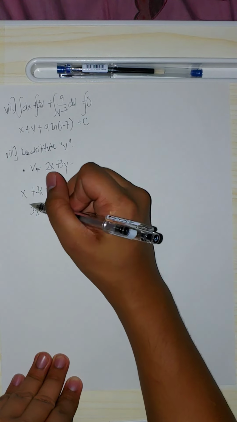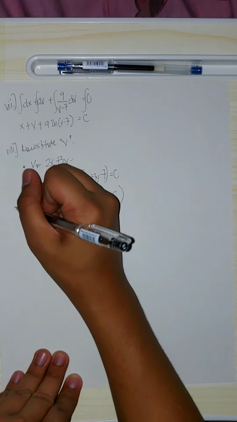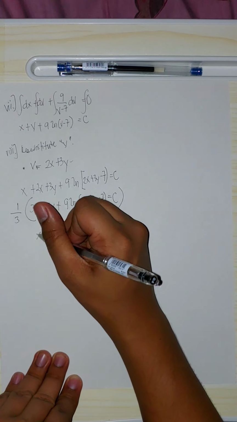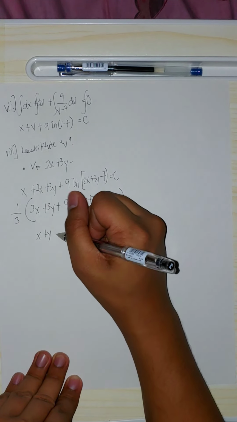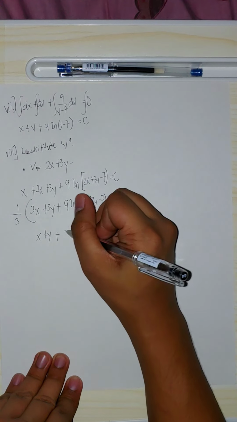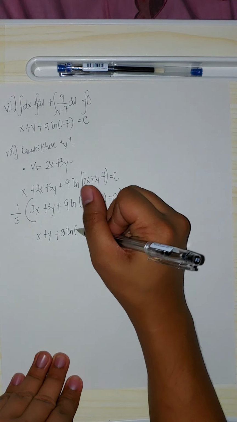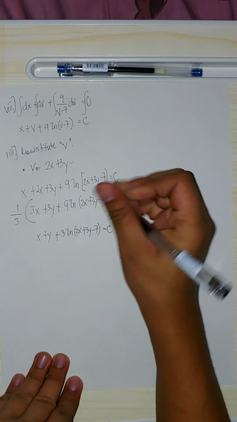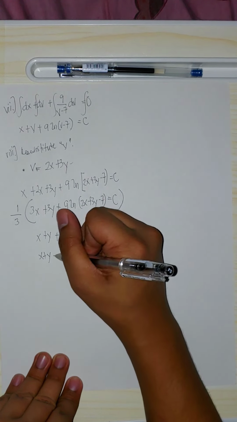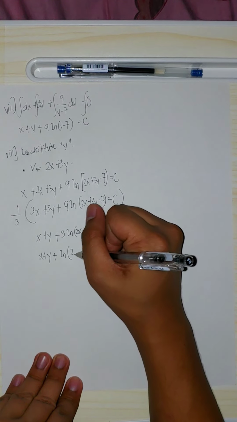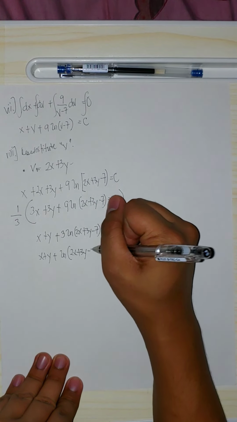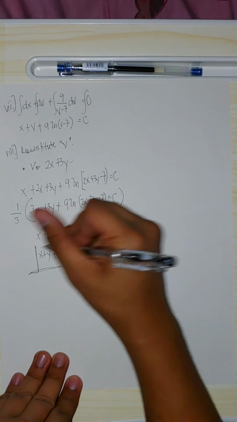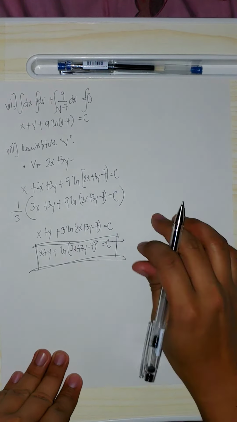So they have a common factor of 3. Let's say I will multiply the equation with the reciprocal of 3, or 1/3. So we have our final answer x plus y plus 9 divided by 3, that is 3 ln (2x plus 3y minus 7) equals c, or x plus y plus ln (2x plus 3y minus 7) cube equals c. Then this is our general solution.